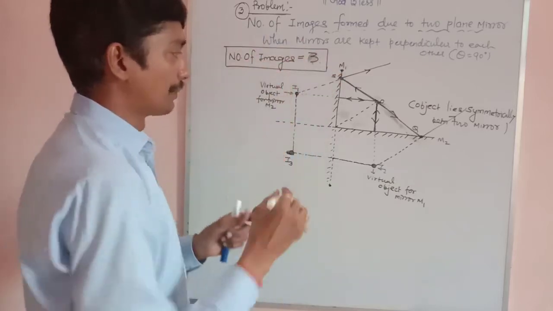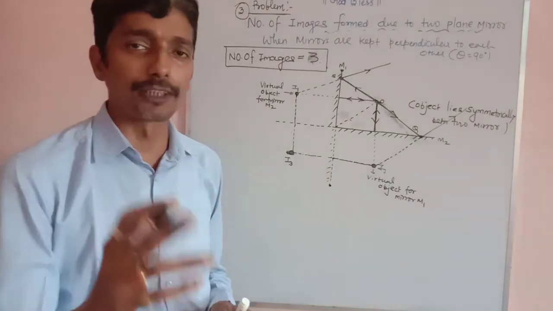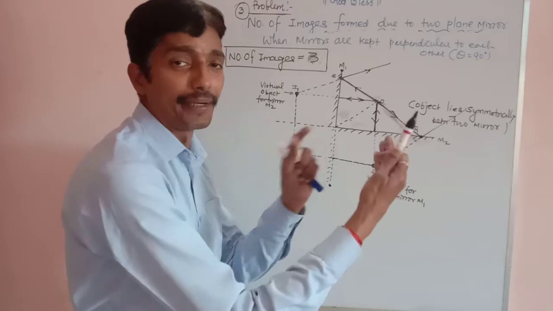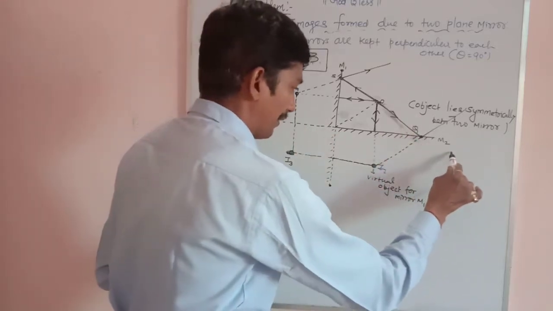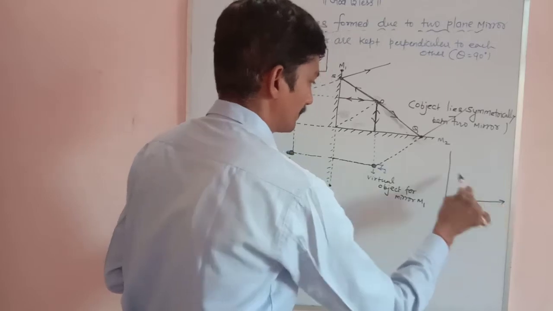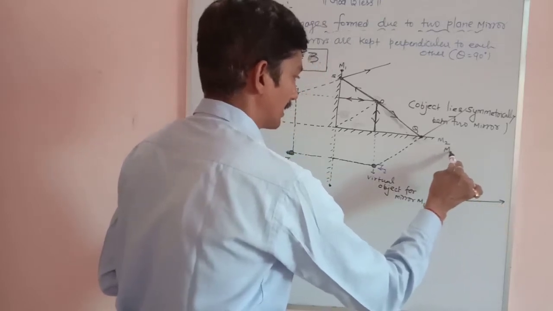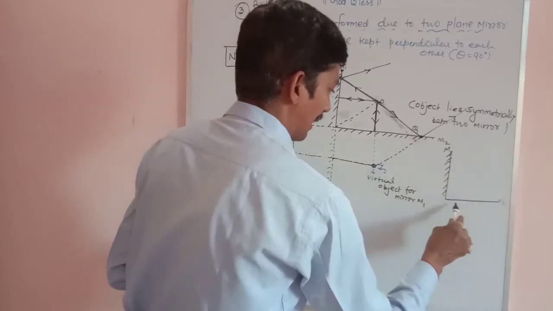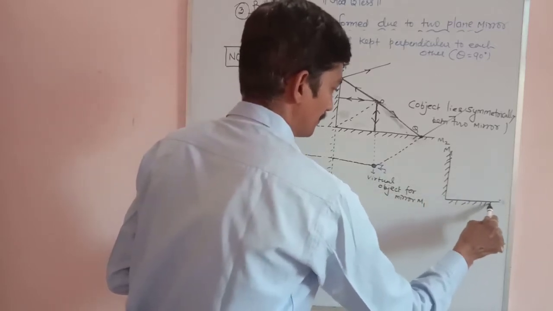Now look at this with the ray diagram. How is it possible with the ray diagram? Now my dear, I am drawing here a diagram. For example, this is a mirror. This is mirror M1 and this is mirror M2.